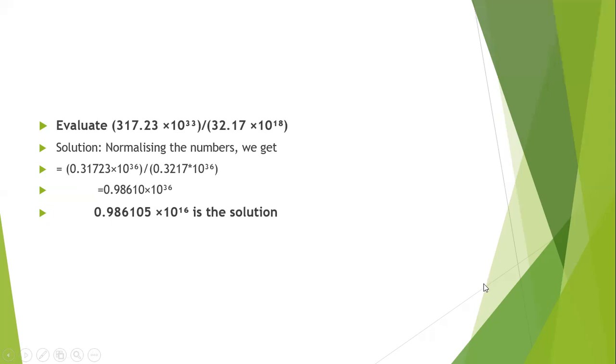This is the algebra of normalized floating point numbers. In this lecture, we studied the algebra of normalized floating point numbers, that is addition, subtraction, multiplication, and division. In the next lecture, we will see the types of error: what the error is, the types of error, and how to minimize this error. So, stop here.